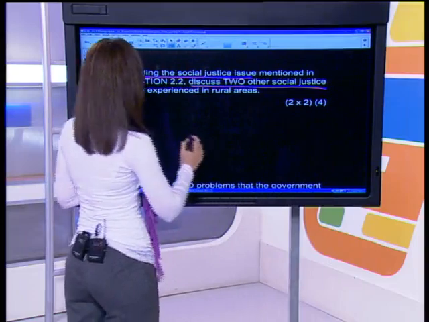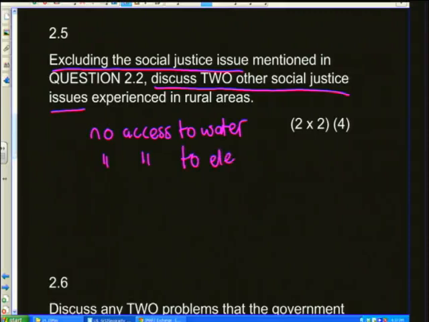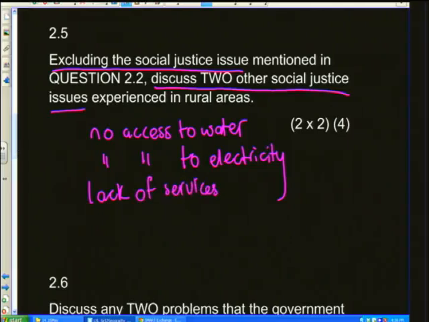Let's write a few things down. All right, so firstly, they didn't have access to water or limited access to water. They also had no access or limited access to things like electricity. They probably had a lack of service delivery like hospitals and schools. All right. And they also probably had a lack of infrastructure.